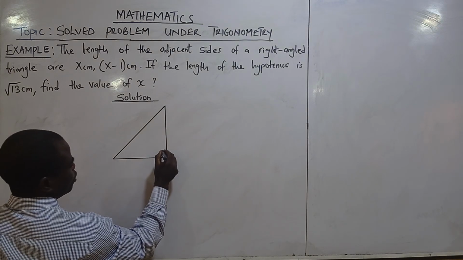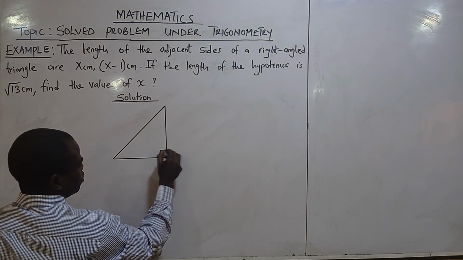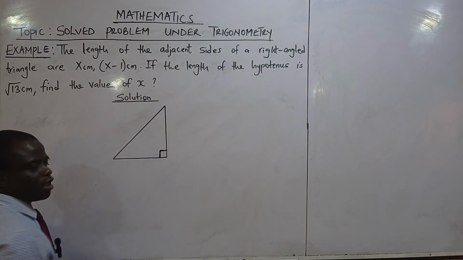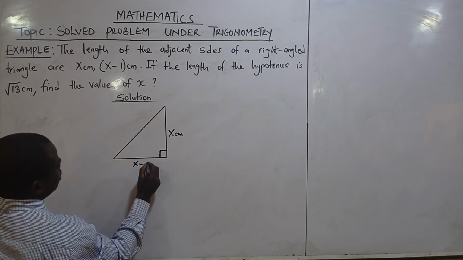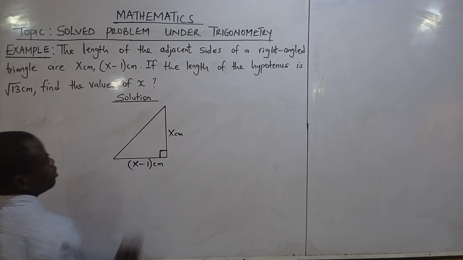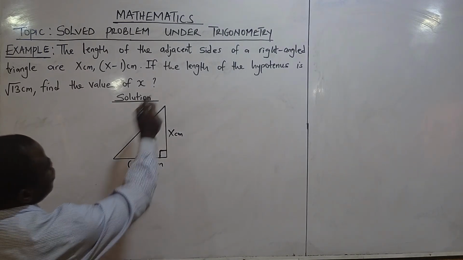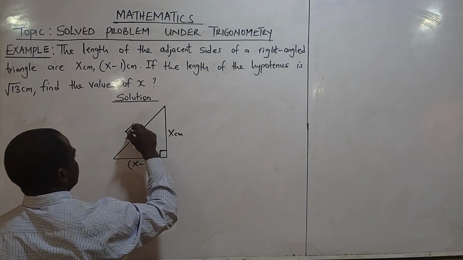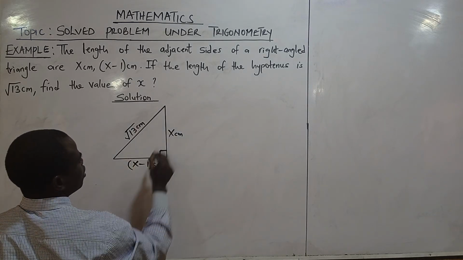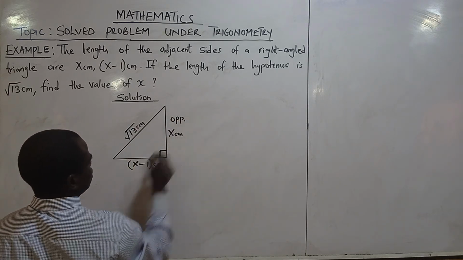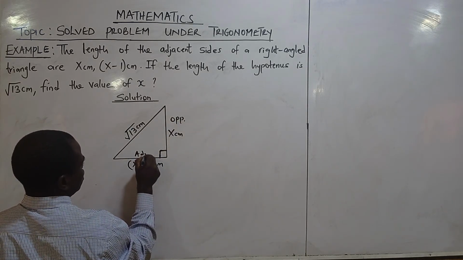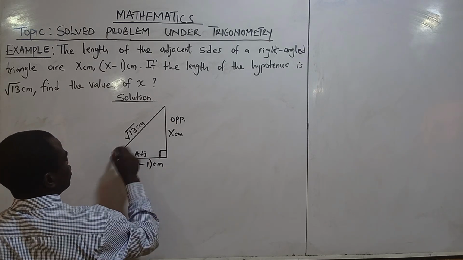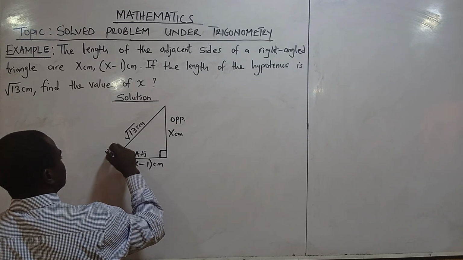Okay, put your representation. This shows that it's a right angle triangle. X minus 1 centimeter. If the length of the hypotenuse is square root of 13 centimeter, this is our opposite, adjacent to this, opposite to this angle. Let's call this angle theta. This is the hypotenuse.